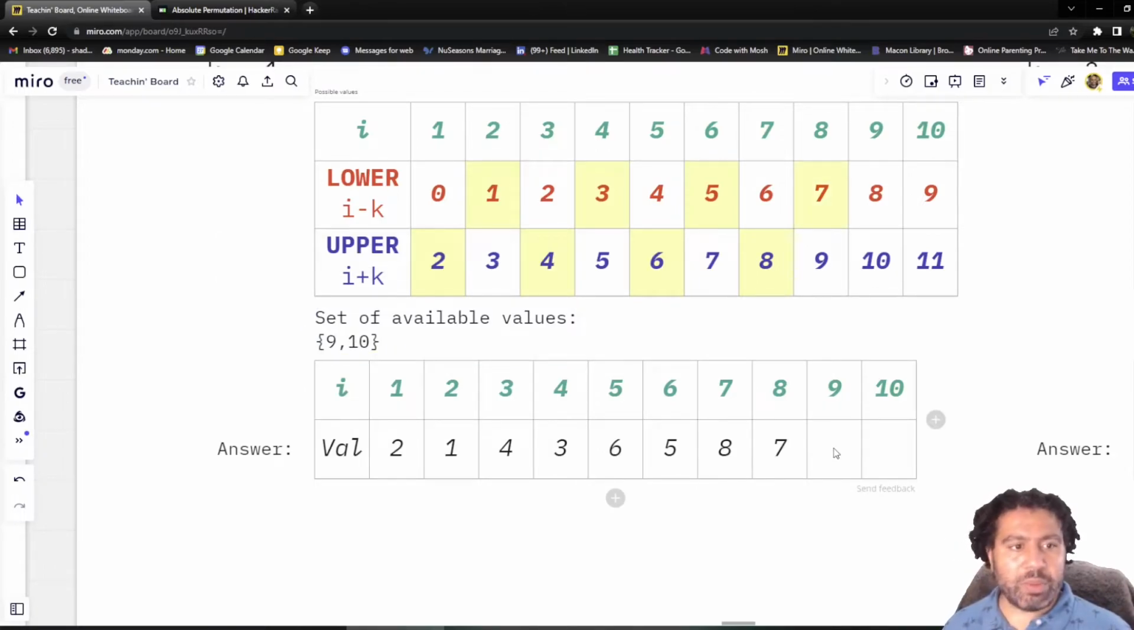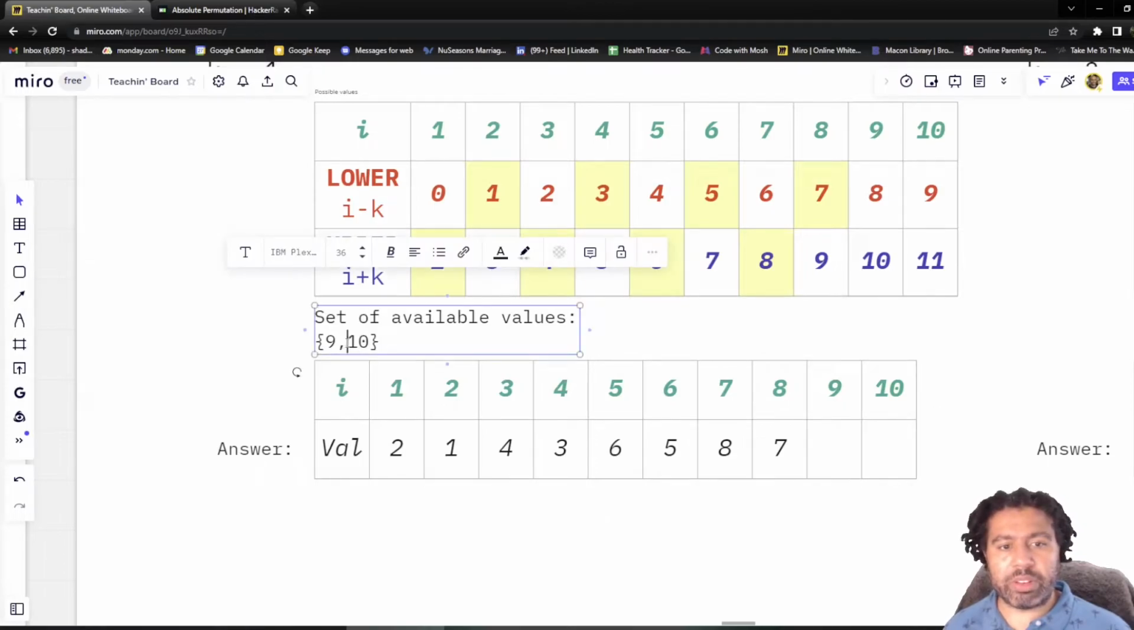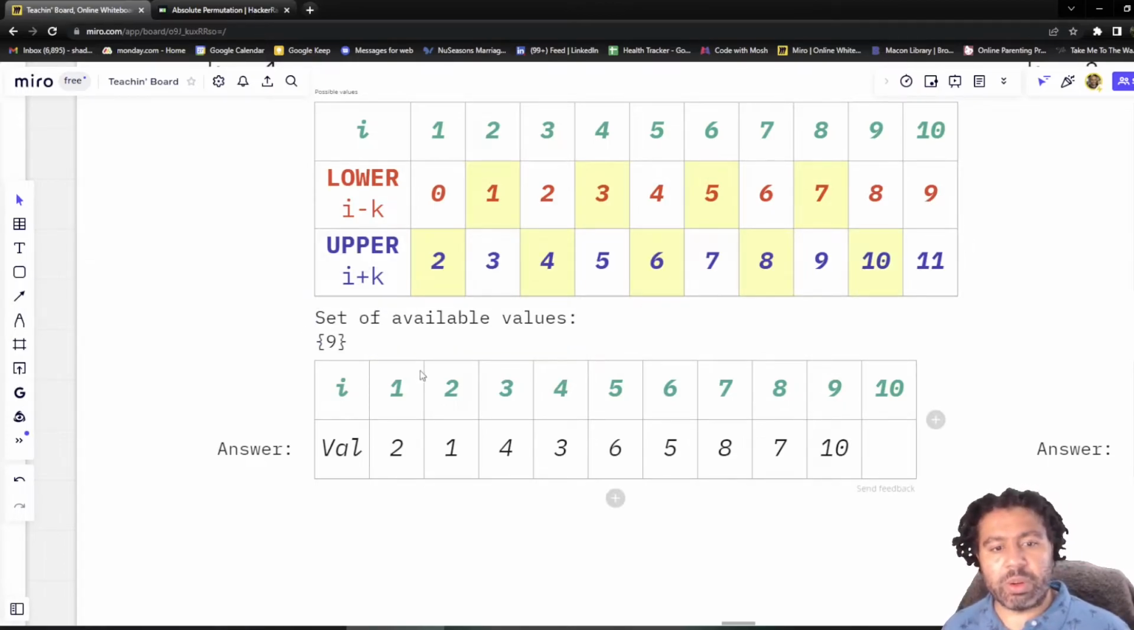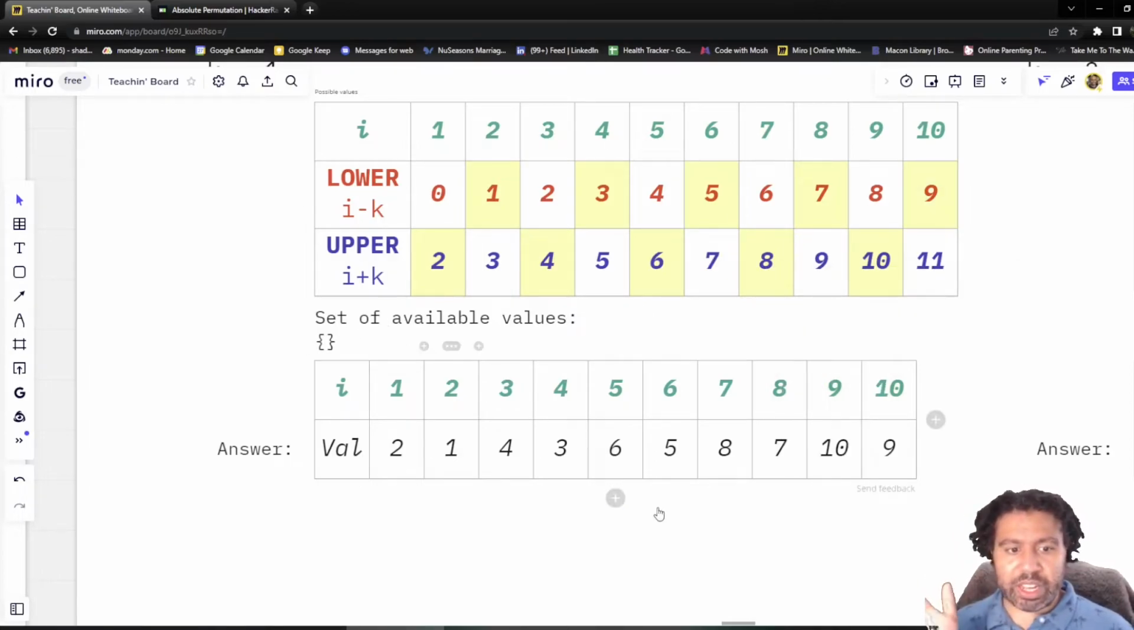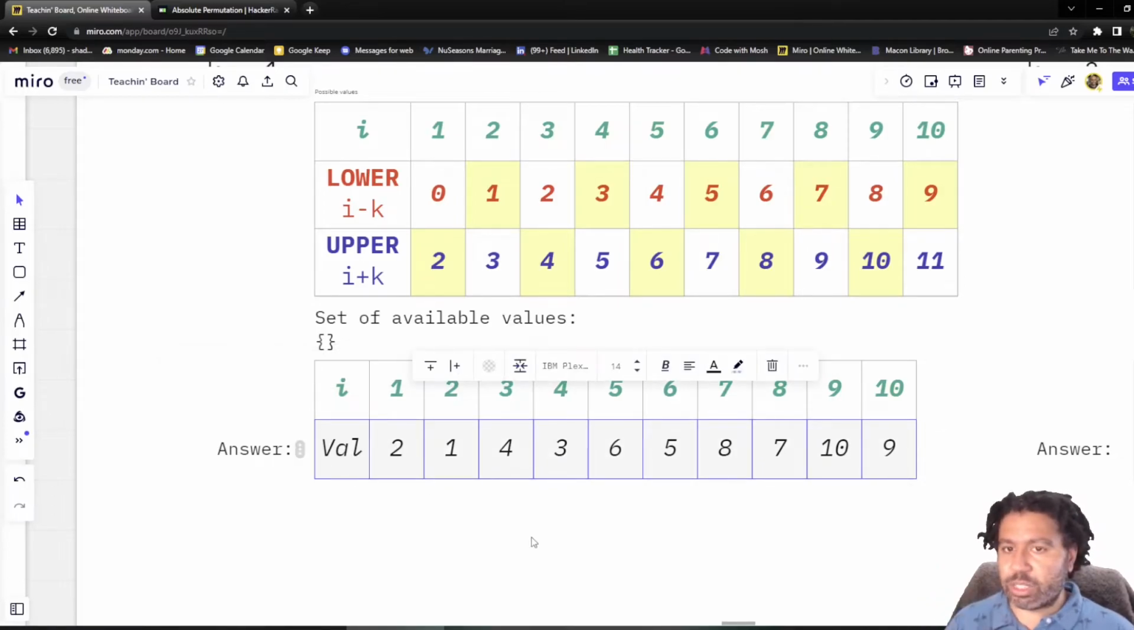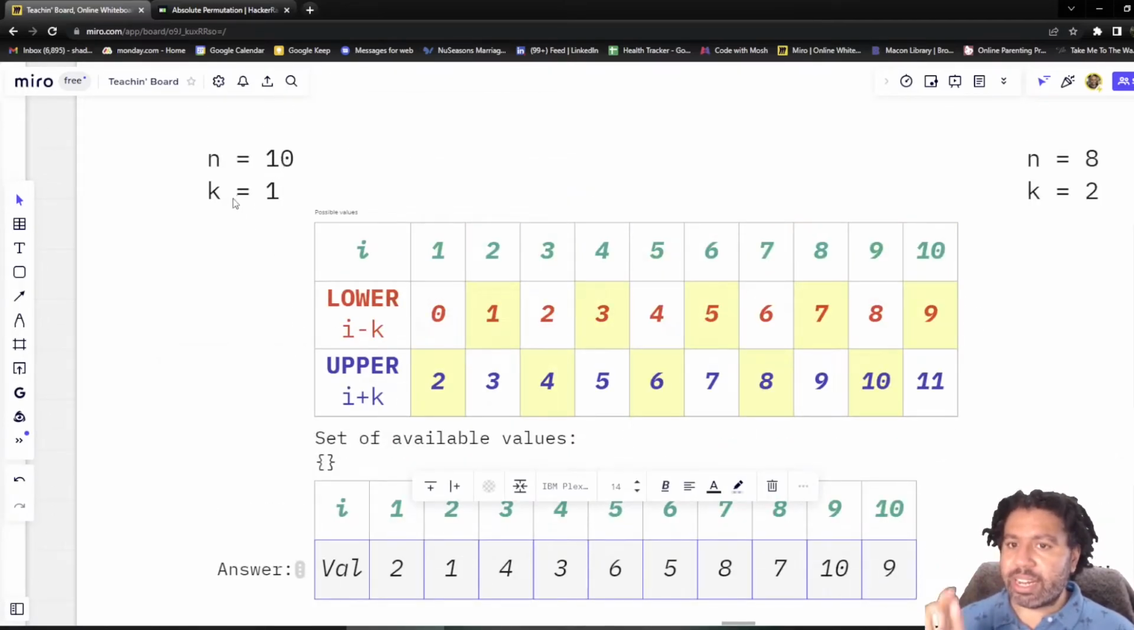For the index of 9, we can either get an 8 or a 10. 8 was used up previously, so we can definitely grab the 10. And for the last value, only the 9 is available, but that's a possibility, so we will grab the 9 for sure. We've used everything up, and this is essentially our answer. This list right here is the answer to n of 10 and k of 1.